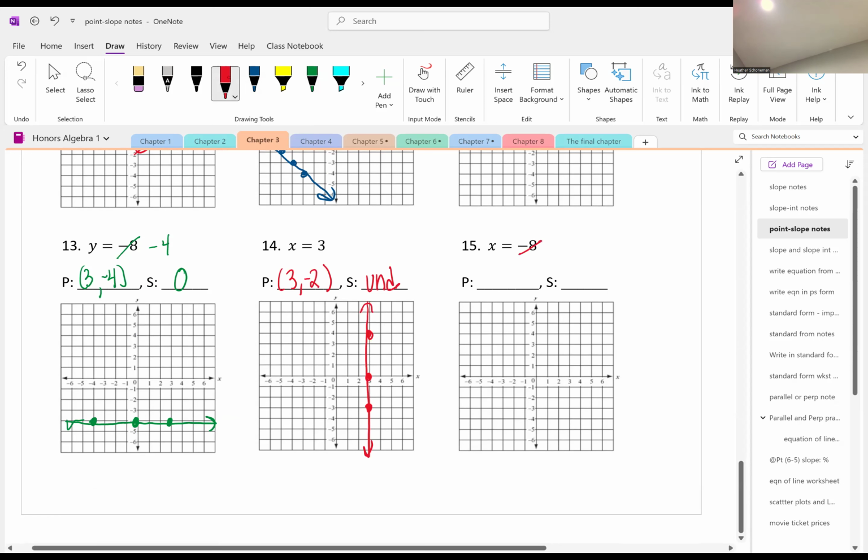Okay, -8 still doesn't fit. Should have updated this. Let's make this -5 this time. Okay, so all the points for x is -5. -5, 0, -5, 2, -5, -2. All these on the vertical line. And when it's a vertical line, the slope is undefined, and our point can be any point where x is -5.